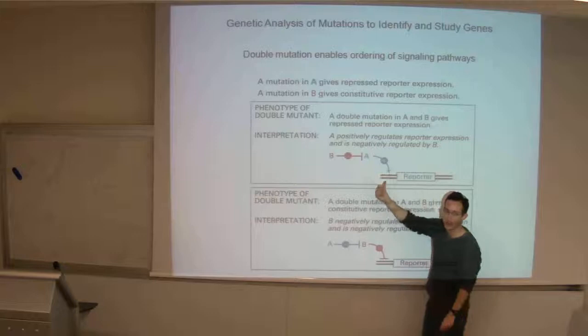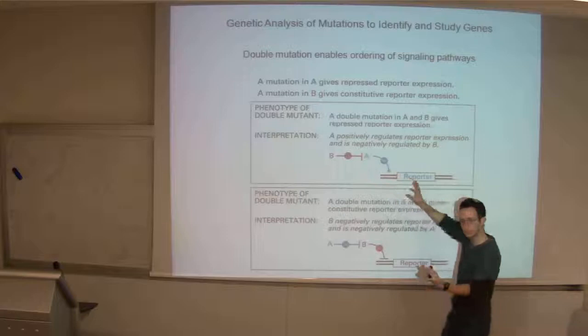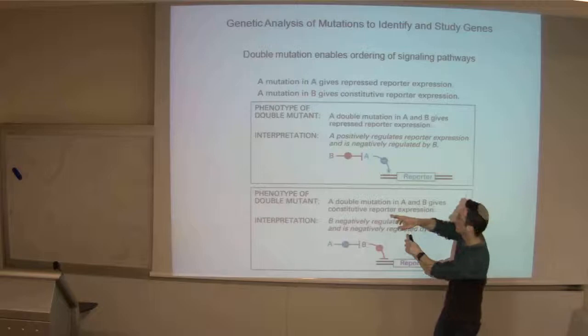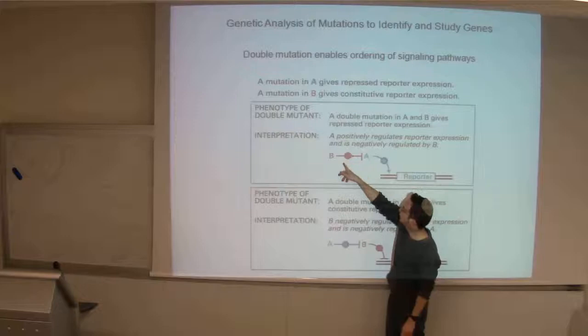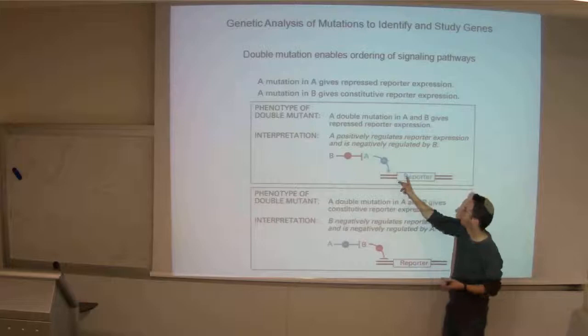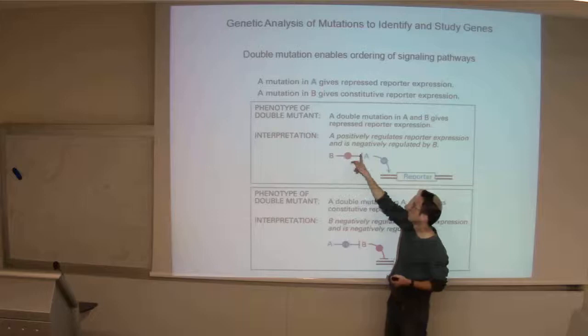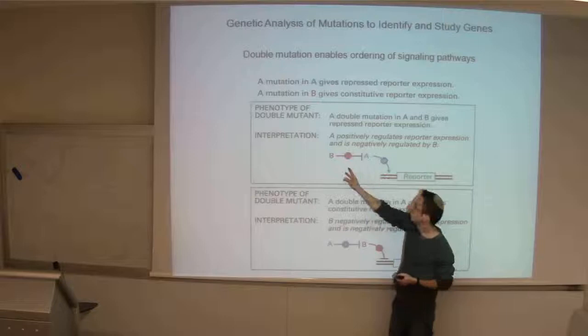We can try to switch it and see that the other preliminary experiments will not fit in this case. And now, how do we know that B is an inhibitor of A? Because we know that a single B mutation gives constitutive reporter expression. So if you inhibit B, A becomes higher and activates the reporter in a constitutive way. So from the single mutation, we learn that there has to be an inhibition between B and A. And this will be the relationship between B, A, and the reporter.